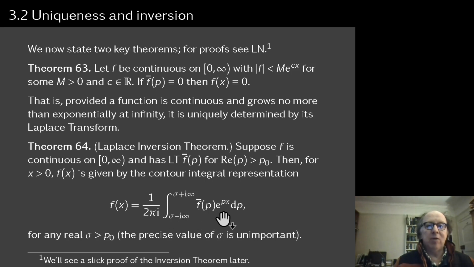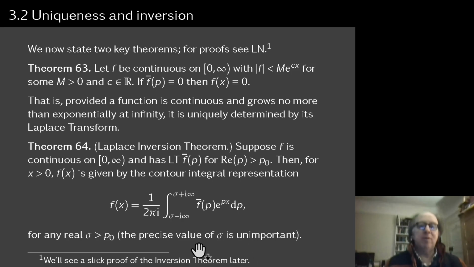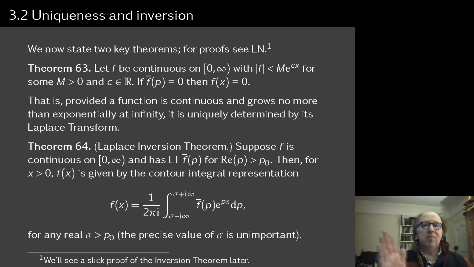f bar of p, now where you had e to the minus px, you now have e to the px, and you could perhaps have guessed that that was what was going to crop up, that if f bar had an e to the minus px in its definition, then f is going to have an e to the px, and now the integral is with respect to p, of course, not with respect to x. The precise value of sigma is unimportant because by the deformation theorem you can move this contour to the left and to the right as far as you like, as long as you don't cross the real part of p equal to p0.